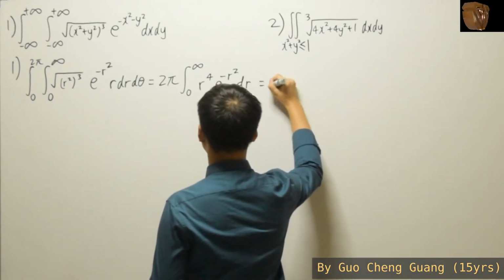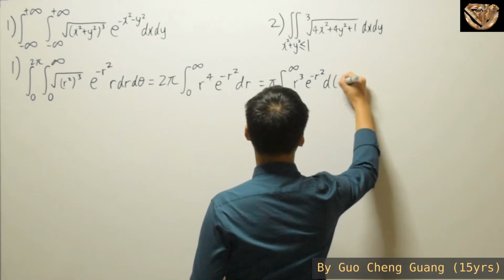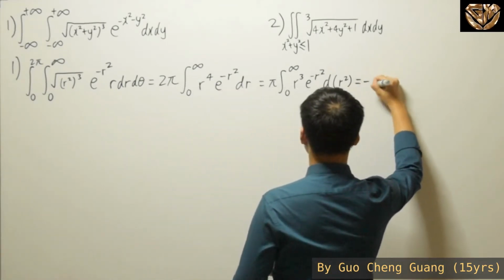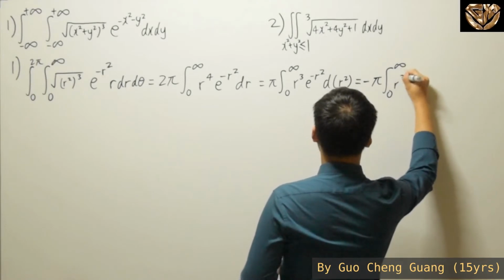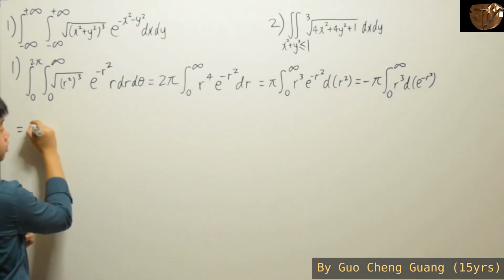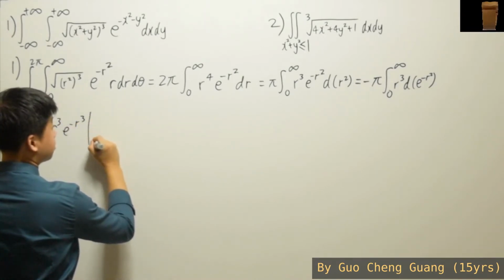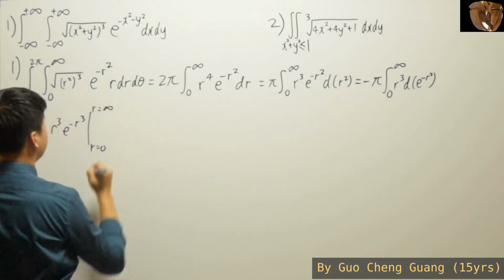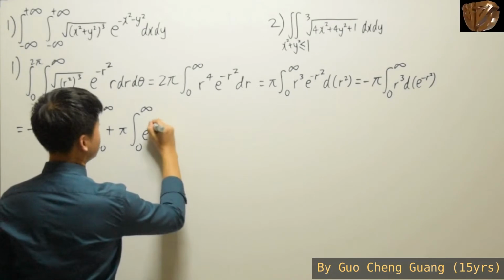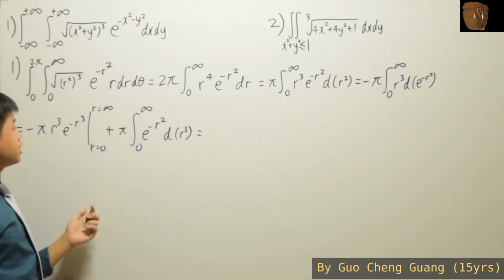With integration by parts, you can put a half inside along with an r to make d of r squared, and then of course you want to put your entire term with e inside, so you have negative pi integrate from 0 to infinity r cubed d e to the power negative r squared. And next you will be using integration by parts in order to get negative pi r cubed e to the power negative r squared, and then substitute r equal to 0 to r equal to infinity. And then you add on pi integrate from 0 to infinity e to the power negative r squared d r cubed.